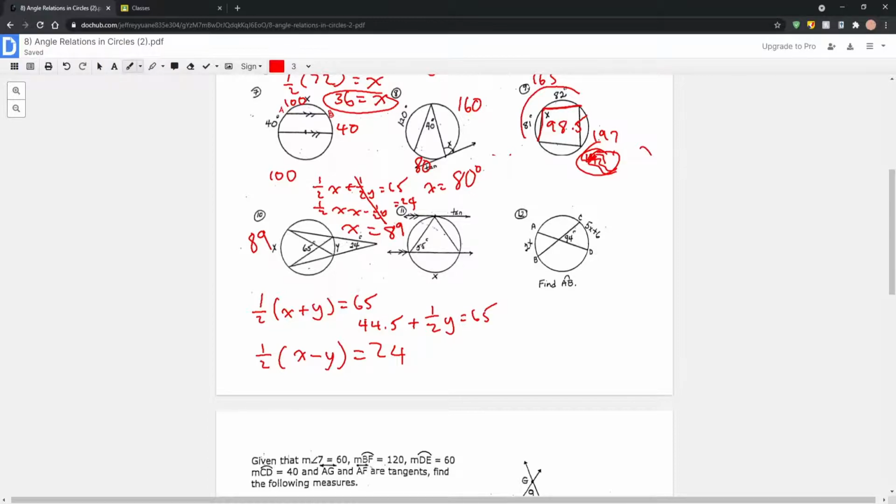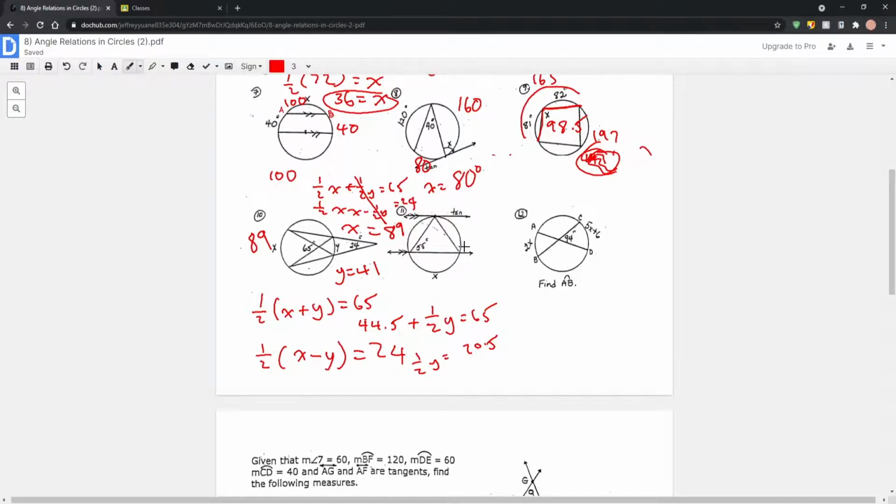So then 65 minus 44.5, you get 20.5 times 2 is equal to 41. So y is equal to 41.